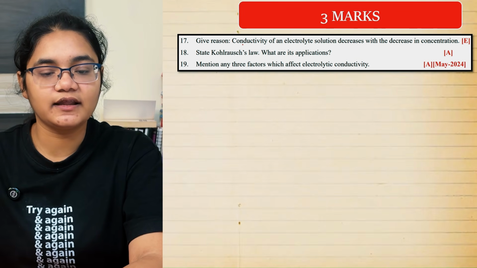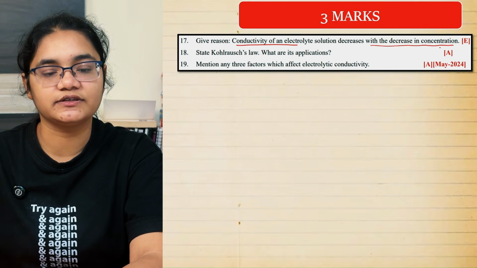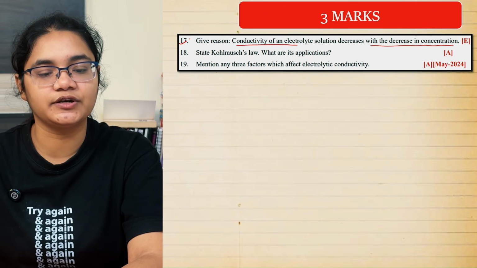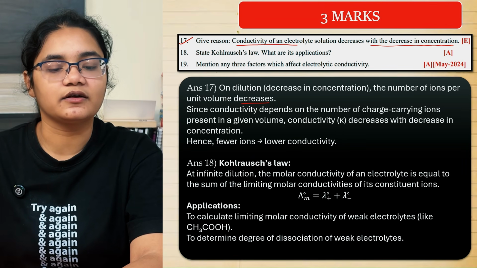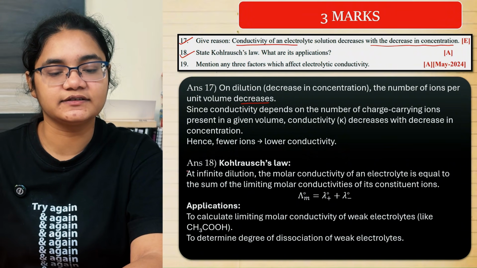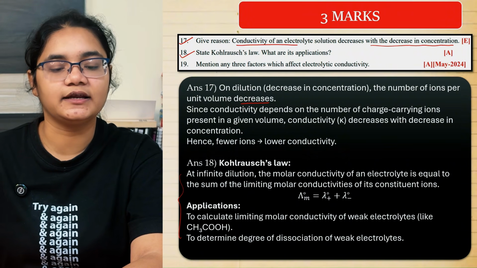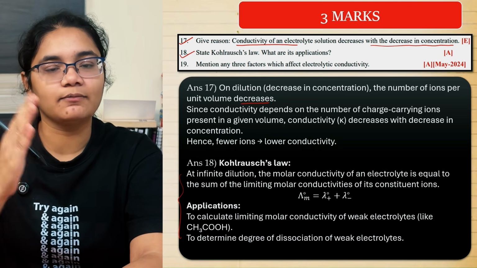Next, give the reason that conductivity of an electrolyte solution decreases with the decrease in concentration. We have already discussed this question. The number of ions per unit volume decreases, so that is why the conductivity decreases. Next, Kohlrausch law and its application were already discussed, so I'm not going to repeat it. You can see that at infinite dilution, the molar conductivity of the electrolyte is the sum of its individual ions.